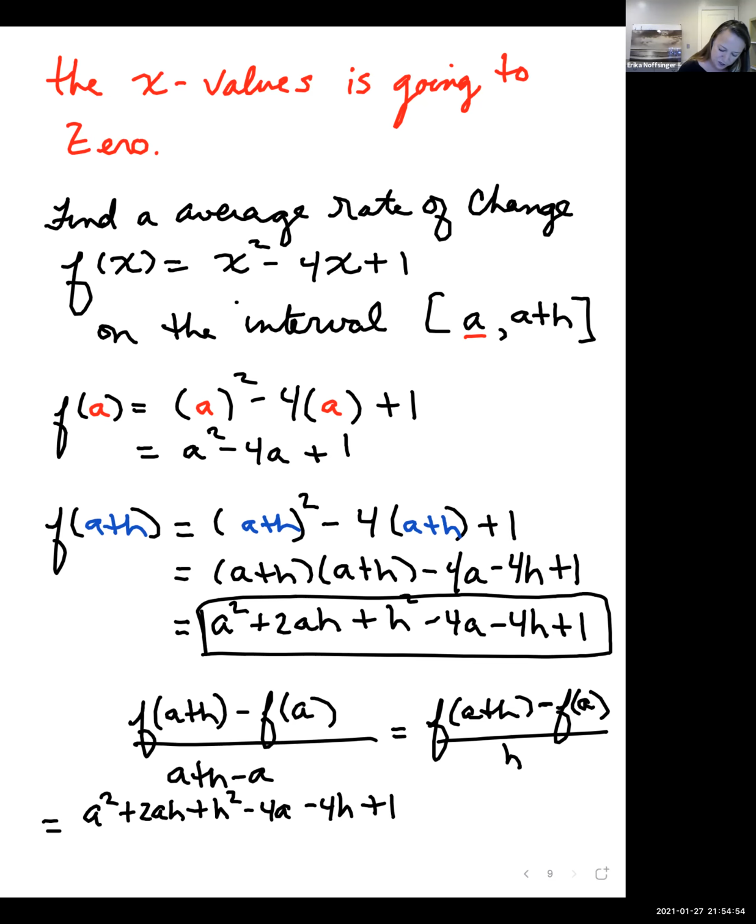Then we had to subtract off this f of a. The f of a was here. Be careful because this is minus that whole piece. So it's minus, that negative has to distribute to each piece. So to save room, I'm going to distribute the negative. So I'm going to get negative a squared, so really it's going to be plus 4a minus 1, all over h.